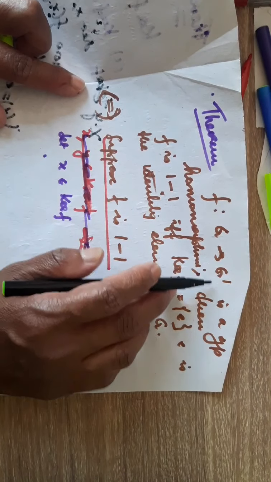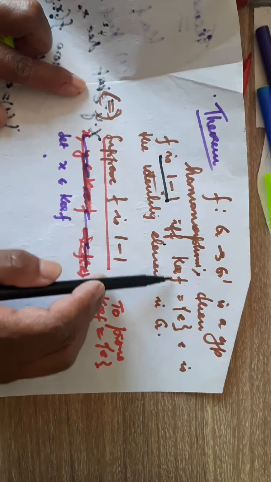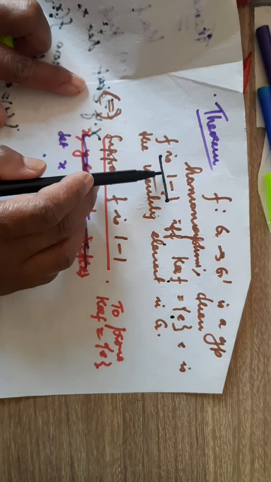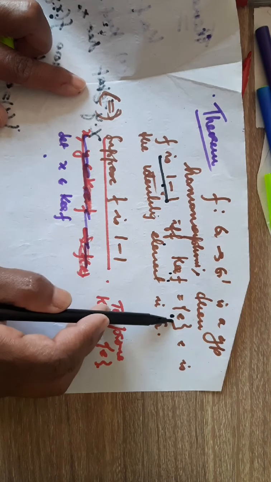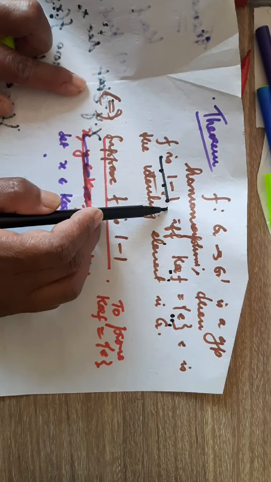And let us come to the last theorem. f is defined from G to G prime, a group homomorphism. Then in that case f must be 1-1 if and only if the kernel of f is {e}, which means that if f is 1-1 then the kernel of f is {e}, and conversely the kernel of f being {e} will imply that f is 1-1.